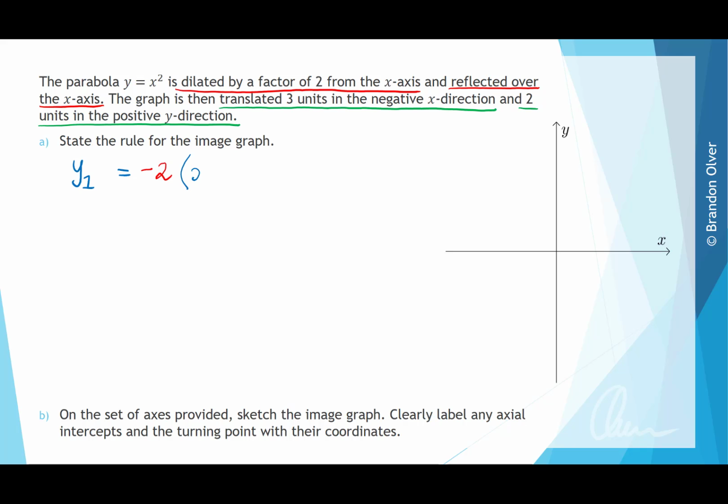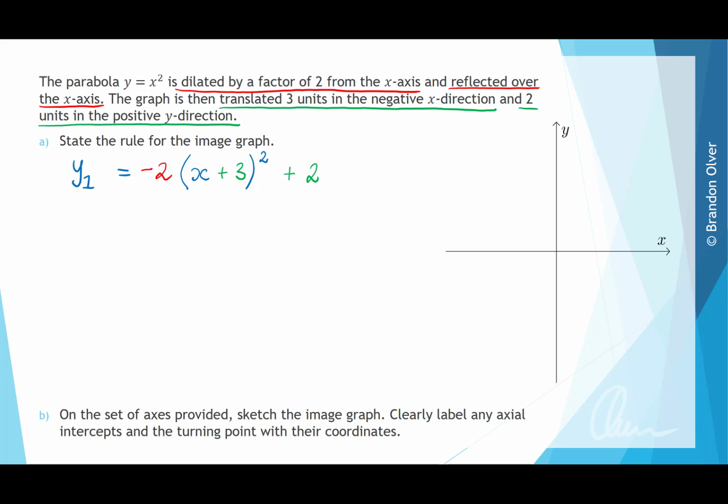So here we're going to have x, and for a translation of 3 units in the negative x direction, that's the same as having x plus 3 inside the brackets. So that'll be negative 2 (x plus 3) all squared, and then a translation of 2 units in the positive y direction is going to be a plus 2 in this position. So that's the equation of the image graph.